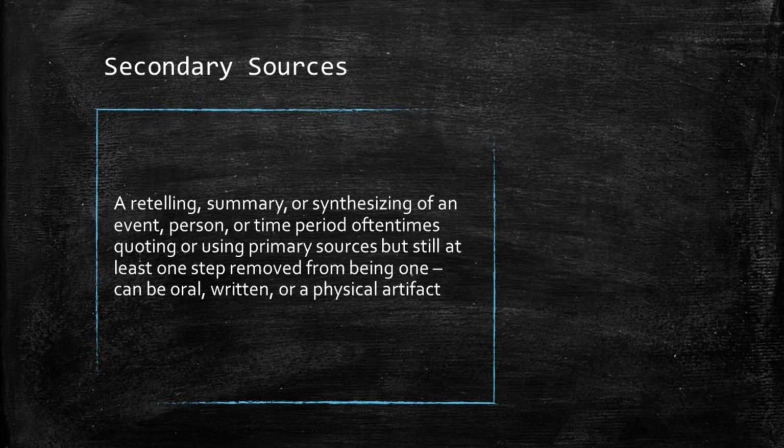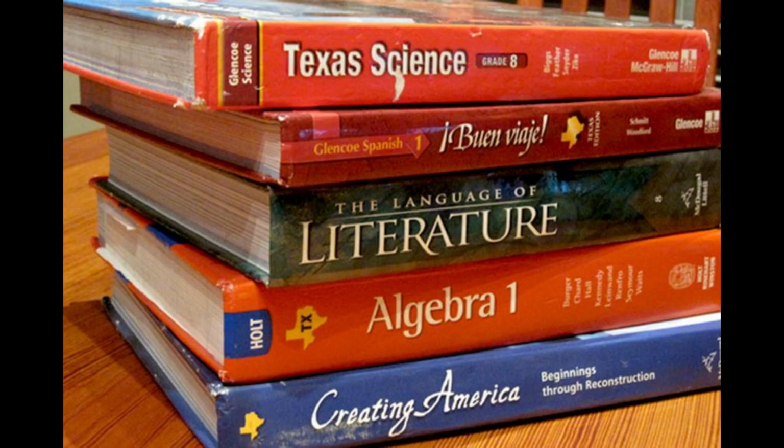Sometimes DBQs will include secondary sources. Secondary sources are a retelling, summary, or synthesizing of an event, person, or time period, oftentimes quoting or using primary sources, but still at least one step removed from being one. The most common example of a secondary source teachers are exposed to are textbooks.